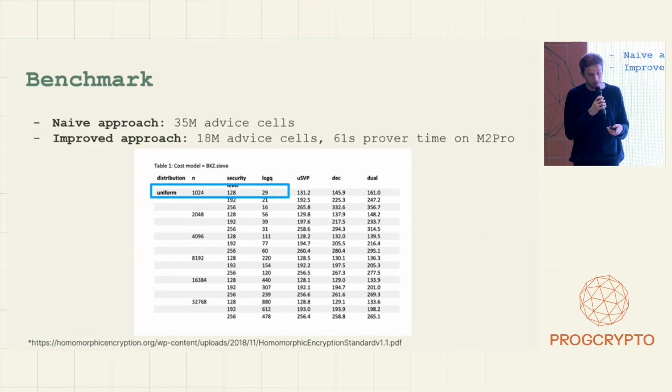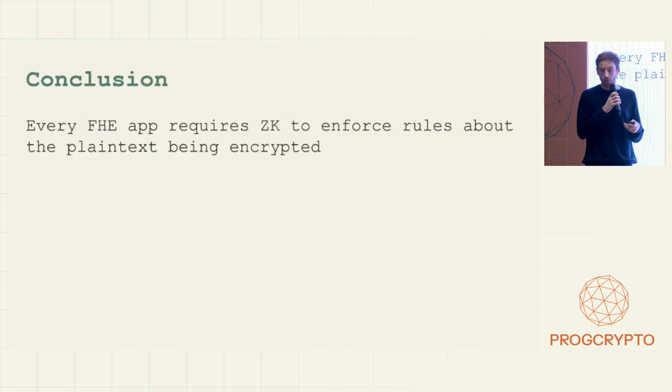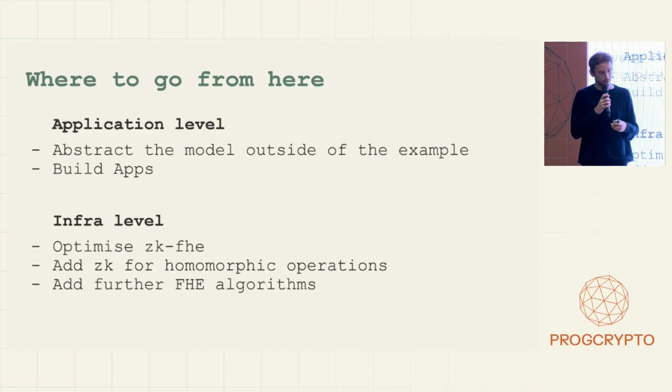which I think is reasonable for a high-stakes app. So what's the conclusion? The conclusion is that every time you want to create an FHE-based app, you will need ZK. That's basically needed to enforce rules, requirements, and authentication mechanisms on the plaintext being encrypted. So that's the main takeaway of the presentation.